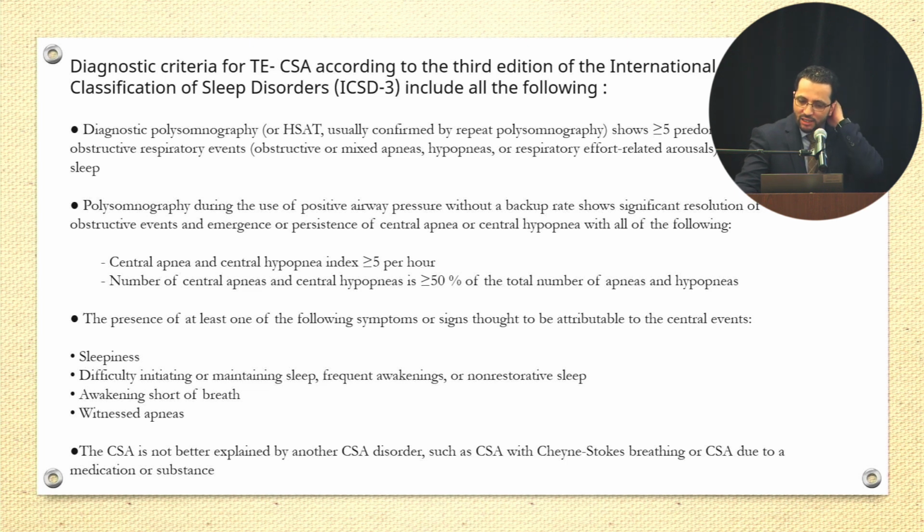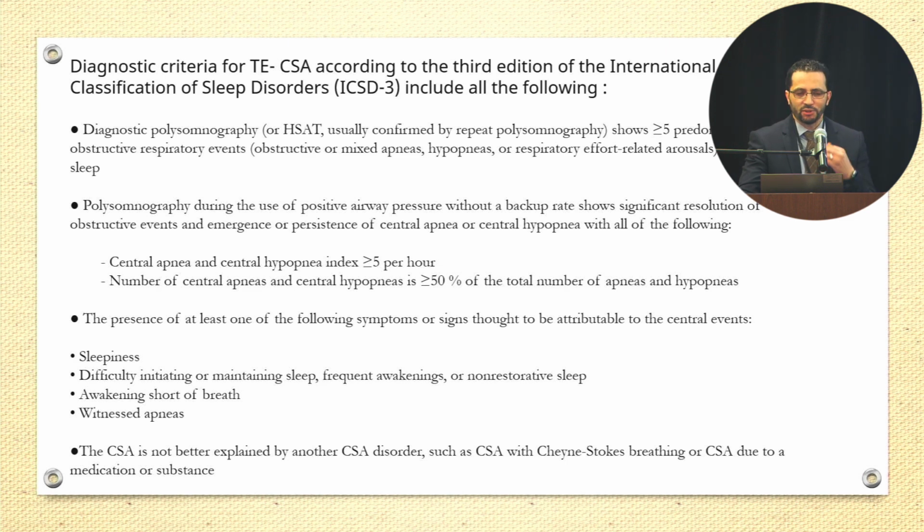The central apnea and hypopnea index has to be 5 or higher, and the number of central apneas and hypopneas has to be more than 50% of the total events. Sometimes while you're titrating the PAP, you start seeing centrals, but there's still obstruction, there's mixed apnea, still obstructive apneas, and still central apneas. You call this treatment emergent central sleep apnea when more than 50% of the events, between hypopneas and apneas, are central events.